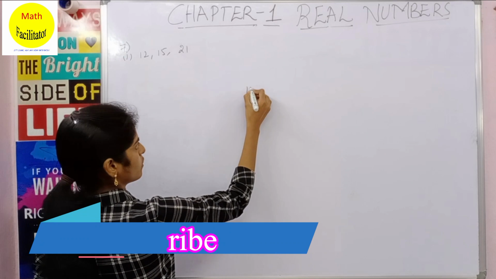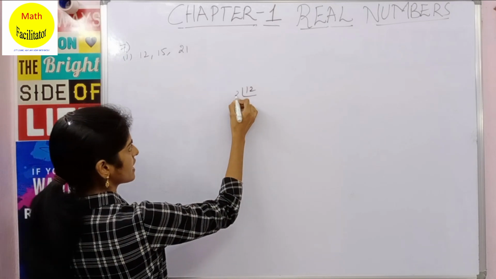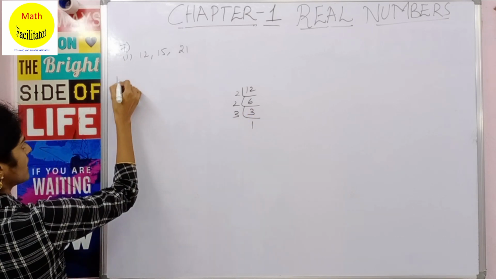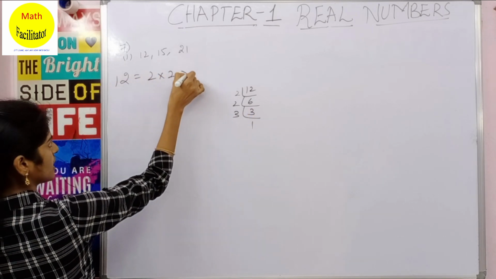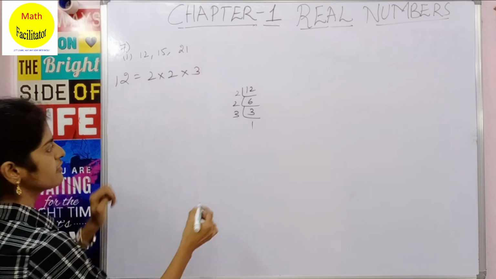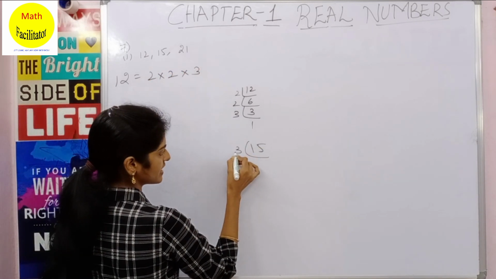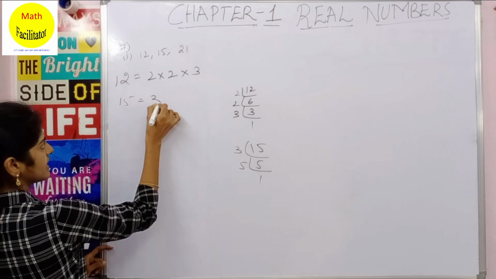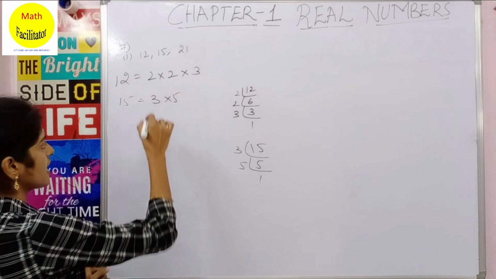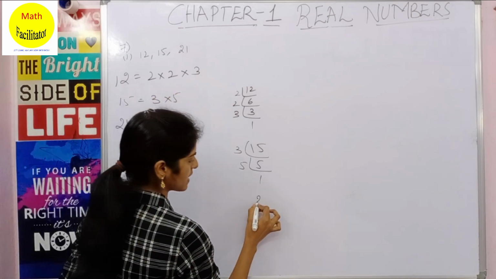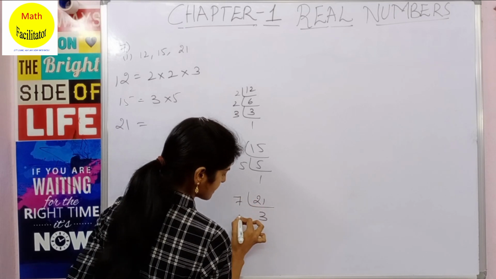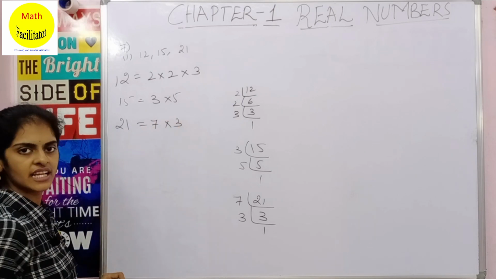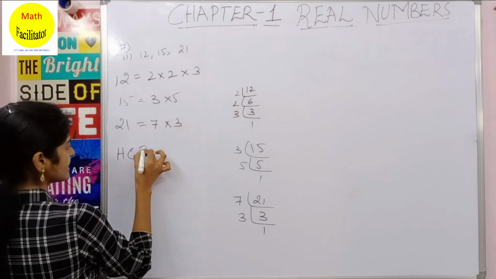So the prime factorization of 12 is: 2 sixes are 12, 2 threes are 6, 3 ones are 3. So 12 can be written as 2 into 2 into 3. Clear? Now 15, let us prime factorize 15. 15 can be written as 3 fives are 15, 5 ones are 5. So 15 is 3 into 5. Now let us write 21. 21 can be prime factorized as 7 threes are 21, 3 ones are 3. So it is 7 into 3. Clear?